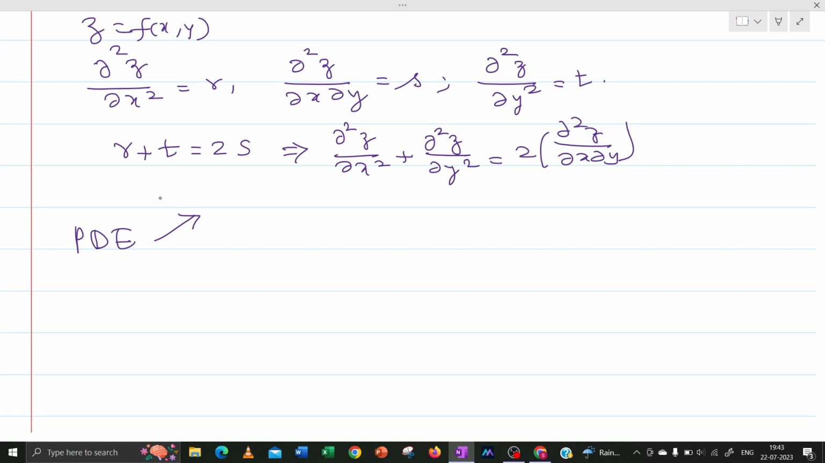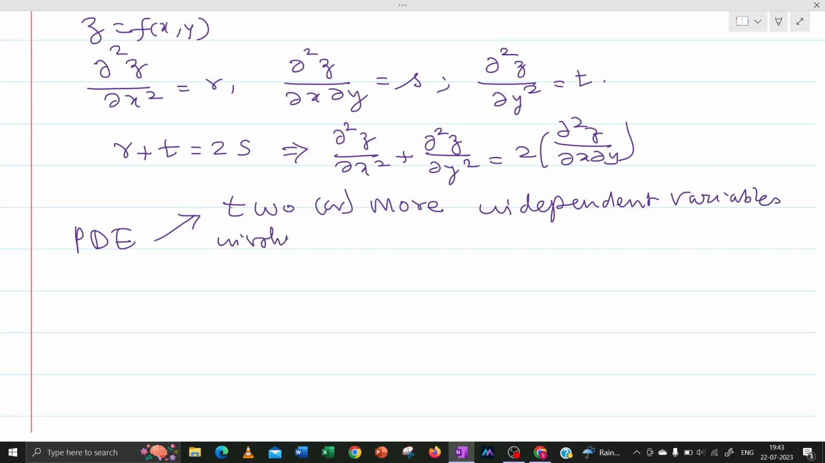various physical and geometrical problems. Wherever two or more independent variables are involved in the problem, we can choose the partial differential equation.